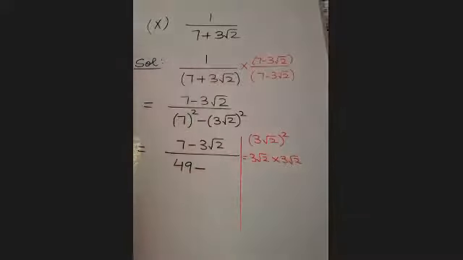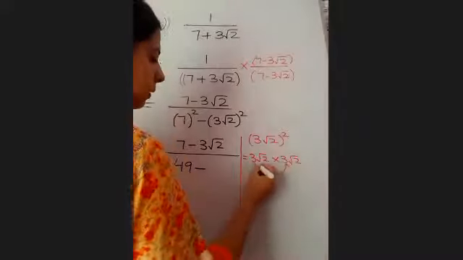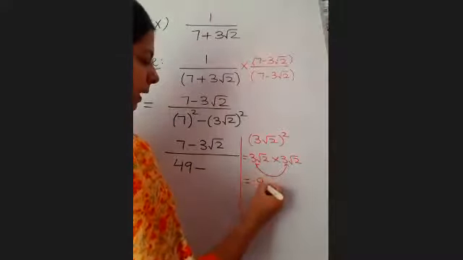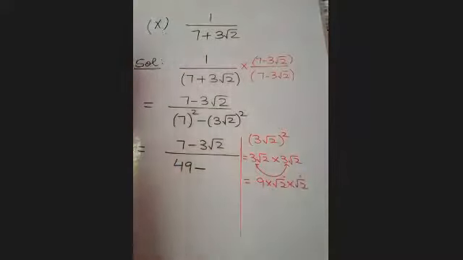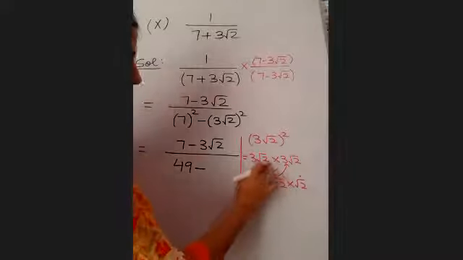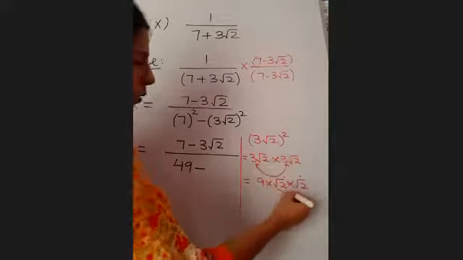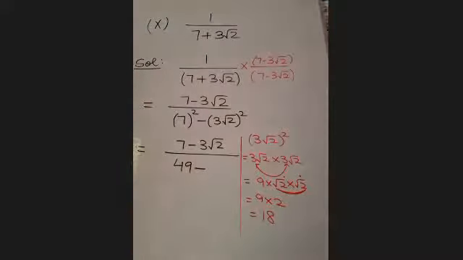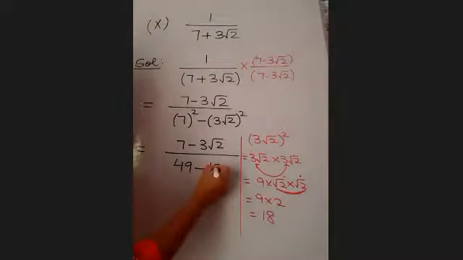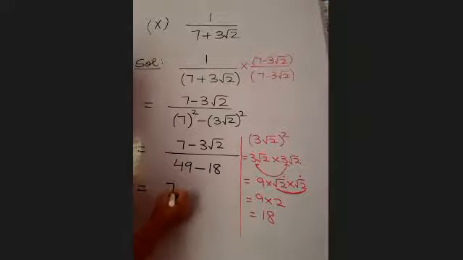Yes, ma'am. And what is 3 into 3? 9. And root 2 into root 2 becomes 2. So 9 into 2 is 18. Okay, beta. So 49 minus 18. So what is the answer? 31.